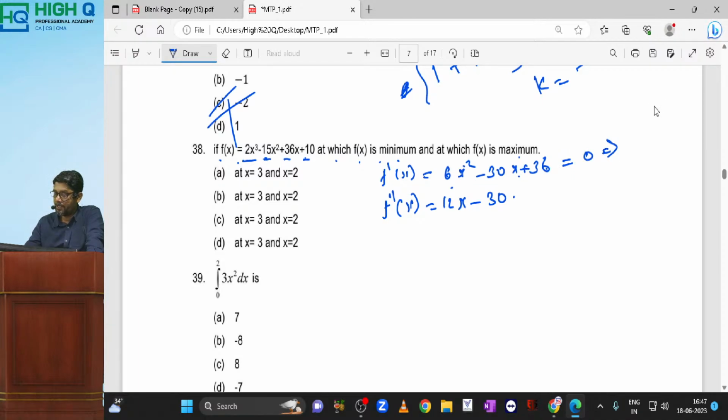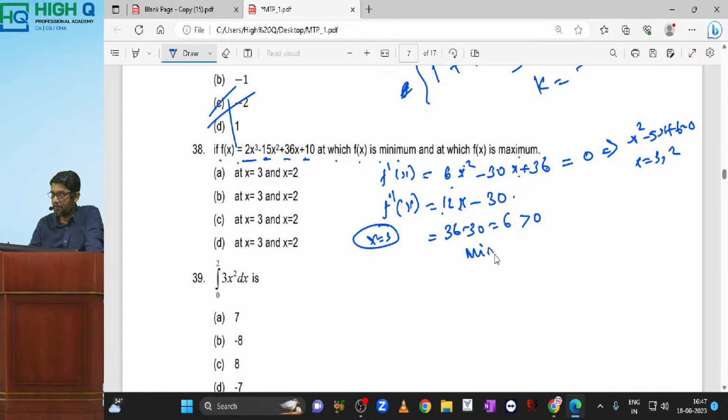Put f dash of x is equal to 0. Divide each term by 6. What you are going to get? X square minus 5x plus 6 equal to 0. Sir, x is equal to 3 comma 2 you will get, sir. First, put x is equal to 3. 12 3s are 36 minus 30 which is equal to 6 greater than 0. Minimum. So, when x is equal to 3, it is minimum. Next step. So, x is equal to 2, it is maximum.